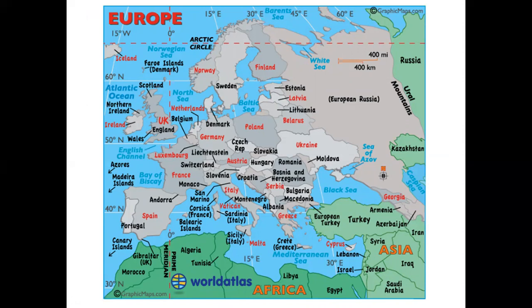Guys, are you able to see this map on your mobile screens or on your laptop? Political map of Europe. Yes, sir.